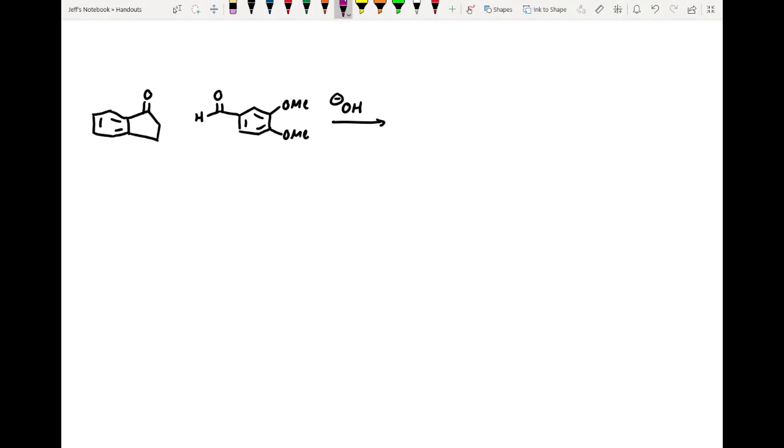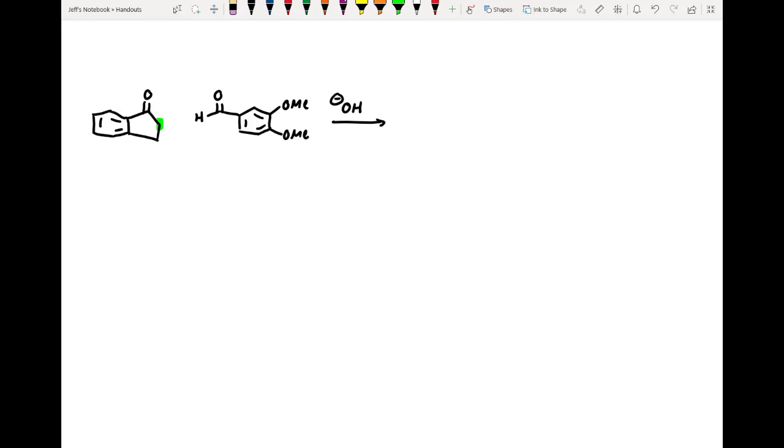The first step in an aldol addition or condensation reaction is to identify alpha carbons. We have an alpha carbon here, here, and over here. However, the only alpha carbon with protons is this position right here. So that's the position we're going to be interested in. I'm going to erase these over here.